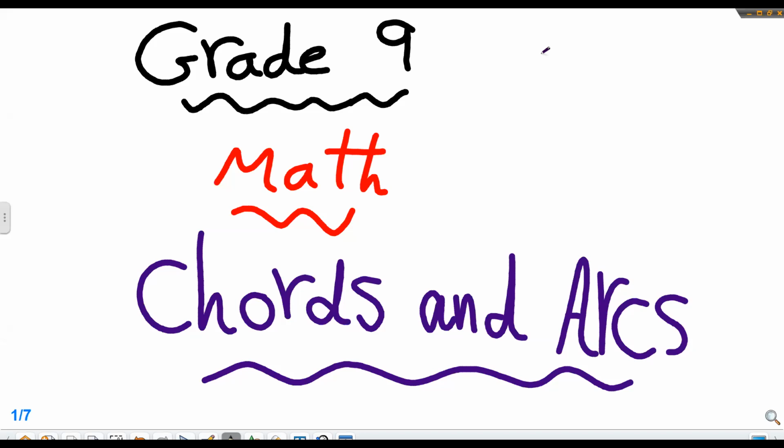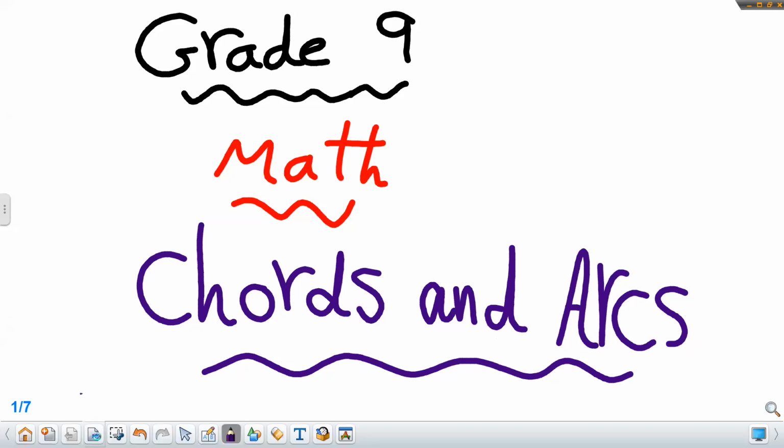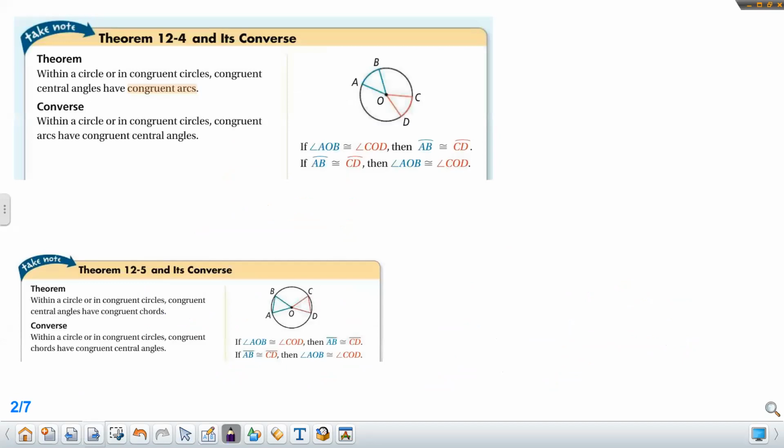Today, inshallah, you will study a new lesson in math, which is chords and arcs in geometry. First, you must know we have more theorems in this lesson, but it will be easy, inshallah. Theorem 1: within a circle or in congruent circles, congruent central angles have congruent arcs.